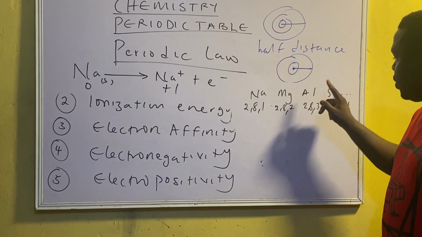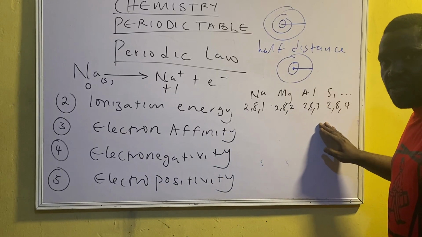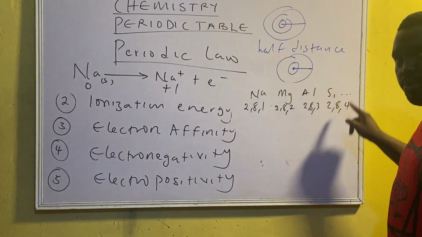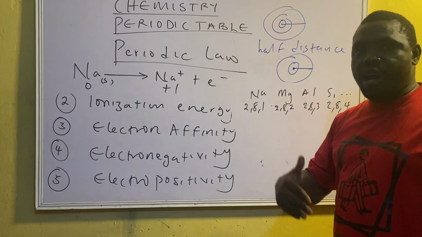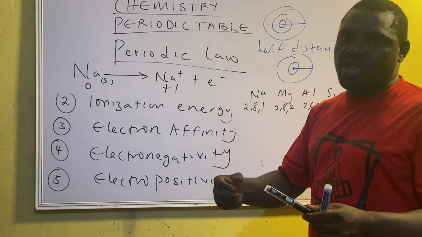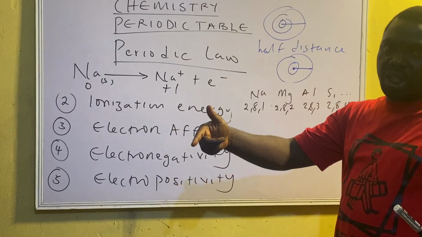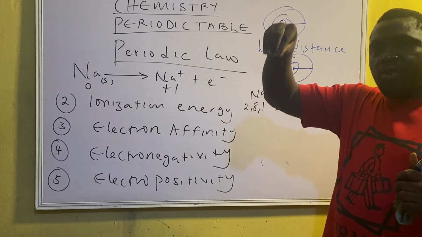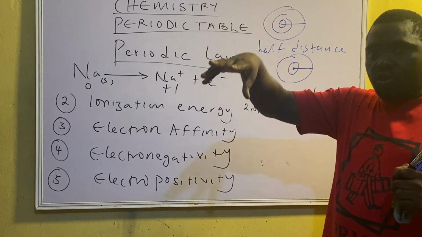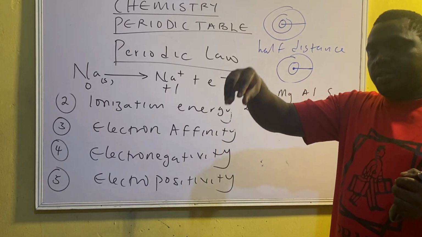This is 2. This is 3. And this is 4. But yet, the shells remain the same while the number of protons increases. As the number of protons increases, the more difficult it is to pull an electron from the outermost shell. Okay? Because when we say nuclear charge, we are talking of the positive charge in the nucleus. That's nuclear charge, the positive charge in the nucleus.